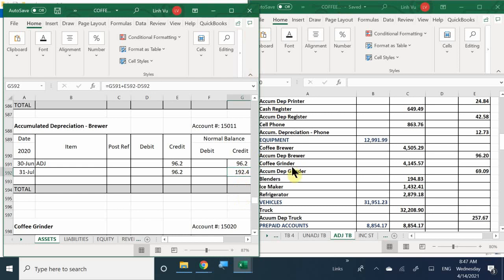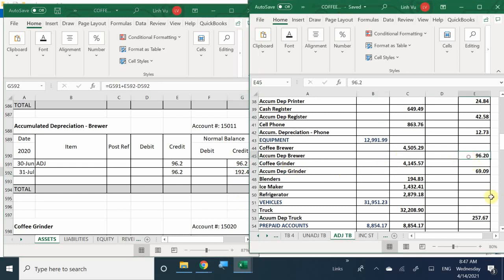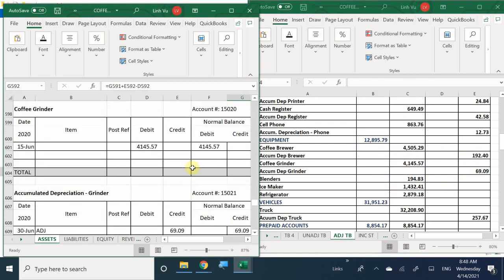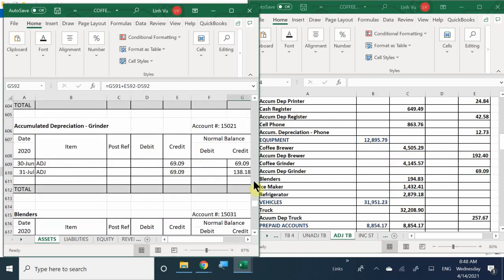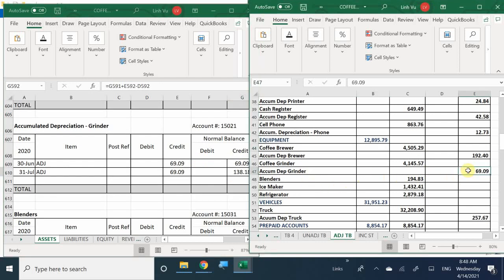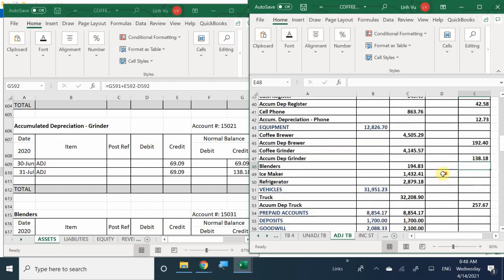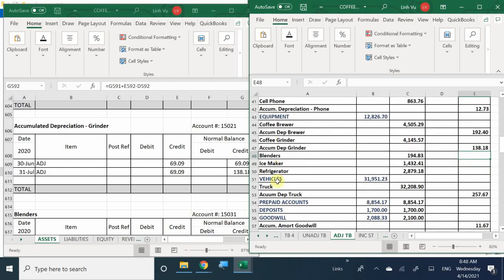192.40. 192.40. So brewers. 192.40. Okay. Same thing here, right? The formula is going to be like that. Okay. Next is the coffee grinder. That should stay the same, but the accumulated depreciation for the grinder is 138.18. Okay. So now let's notice this here.